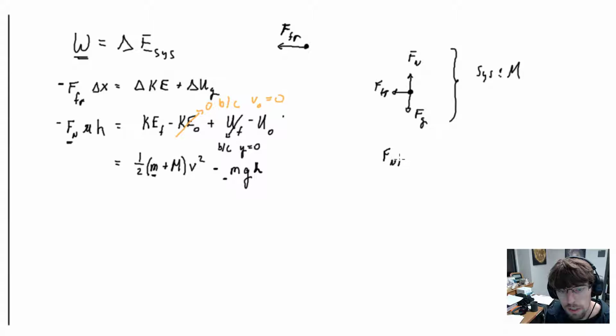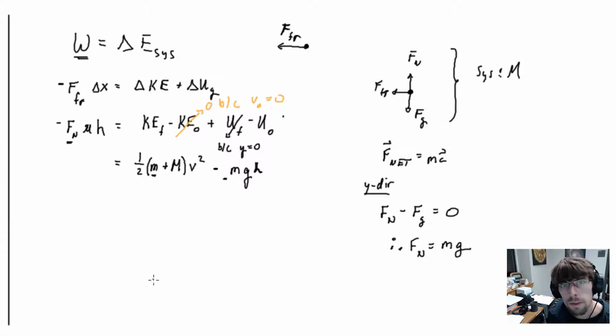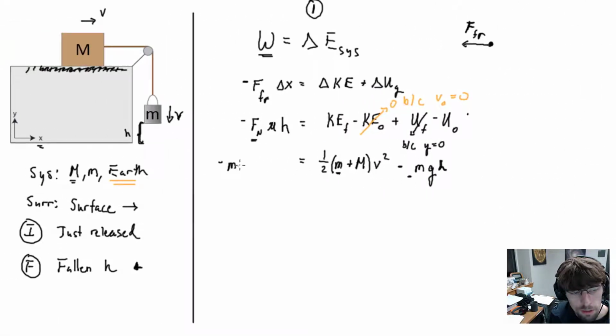You should probably say F net equals MA in the y direction, and you can probably skip a line: Fn minus Fg is equal to 0. Therefore, Fn is equal to Mg. So over here, we'll take that result. That's why I said it's like 2 steps. This is really the thing you need for step 1, and you do this extra side step just to get the normal force. So I have mg mu h.